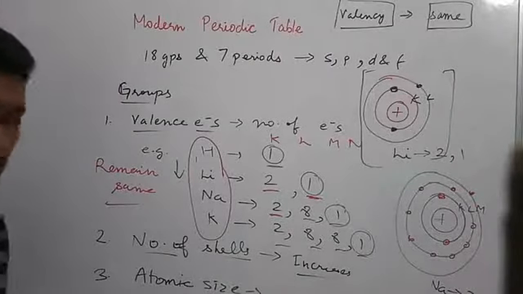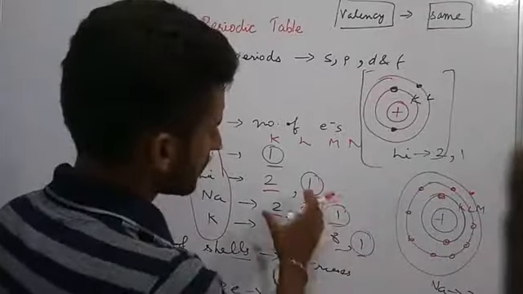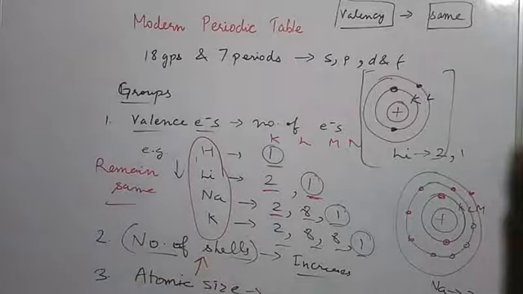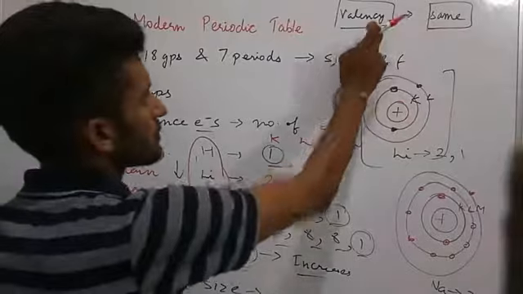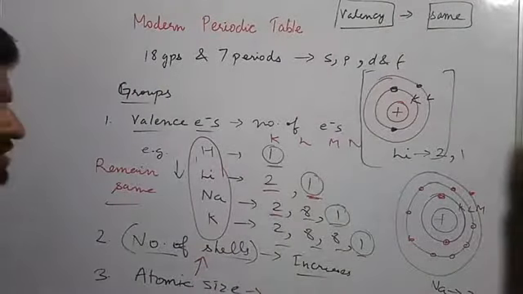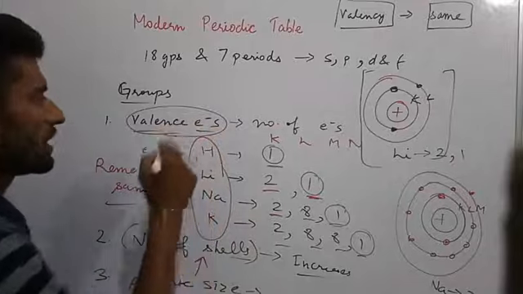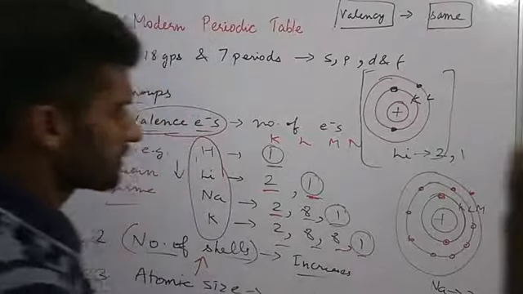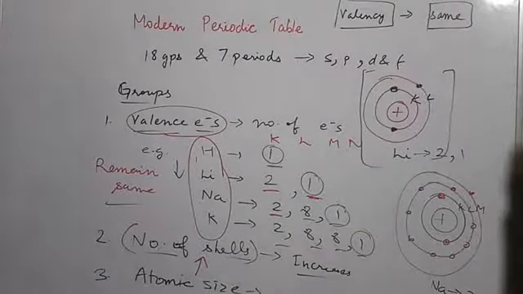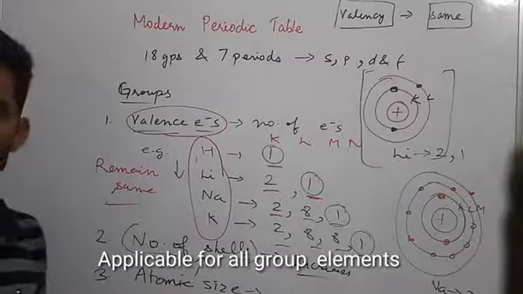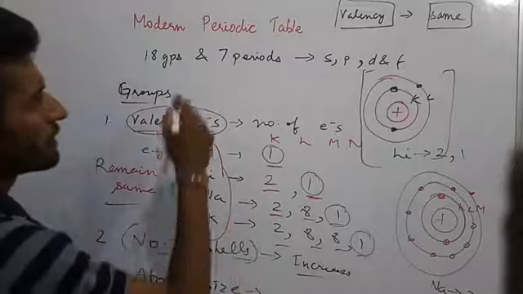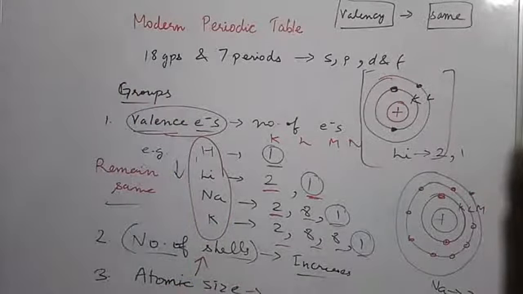Then next was atomic size, how the atomic size varies, that also is dependent on number of shells. So if number of shells are increasing, atomic size will also increase. And the last one we discussed about valency. So valency again dependent on valence electrons, so that remains the same as number of valence electrons are not increasing, neither decreasing in a particular group. So this one is not only applicable for first group elements, it is applicable for all the groups, that is for 18 groups which are present in the periodic table.